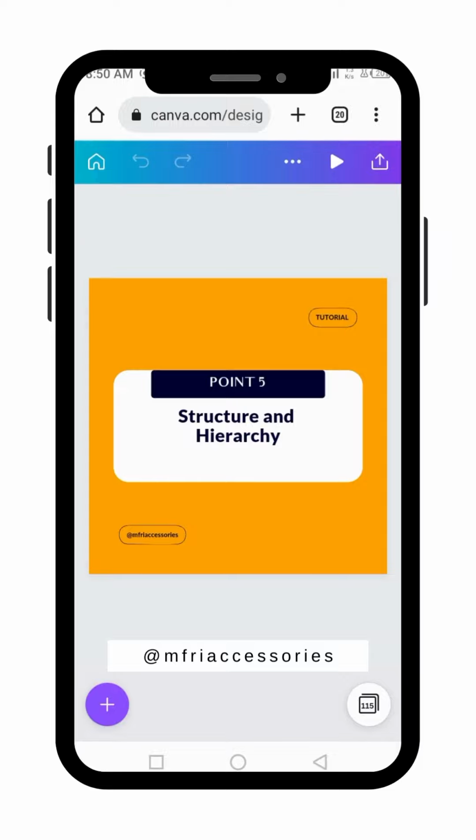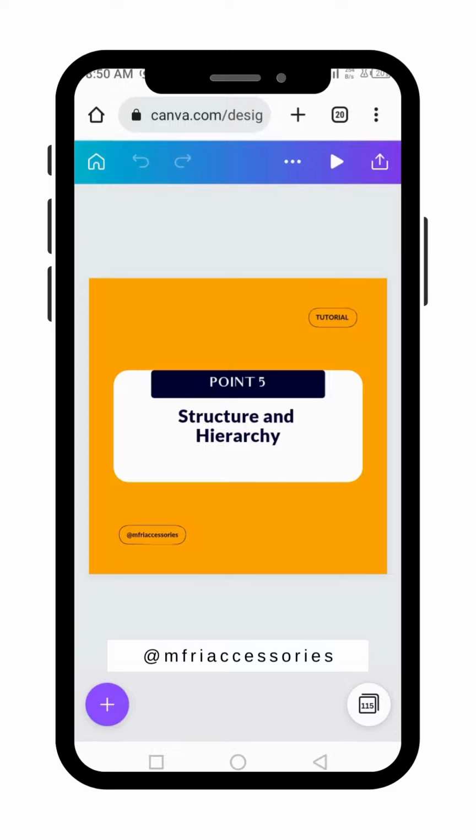So hierarchy also means that there are some font sizes that are bold. There are some that are tiny. I'm very, very intentional about it. I make some bold because I want those ones to catch your attention first. I want you to read those ones first. If you just stumbled on this page for the first time, I bet you would first read the bold font. You will read structure and hierarchy, then you will move on to read point 5, then you move on to read tutorial, then lastly you will read free accessories.